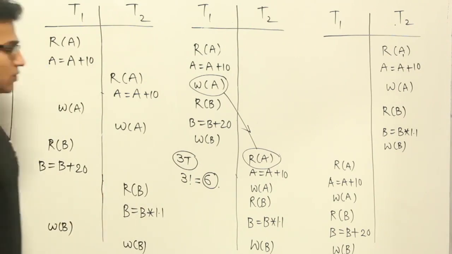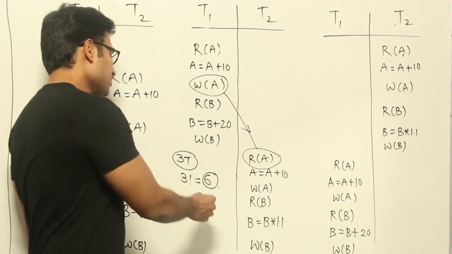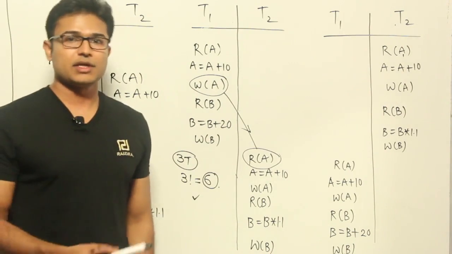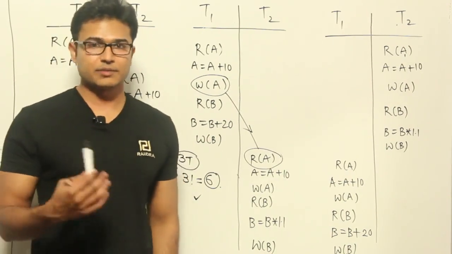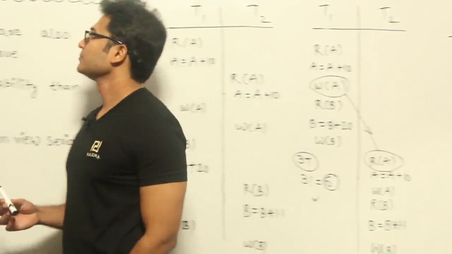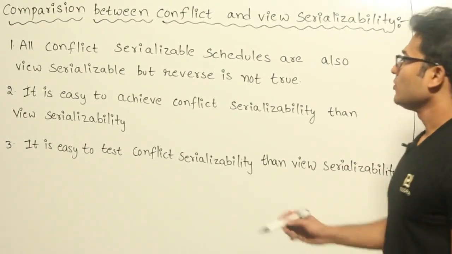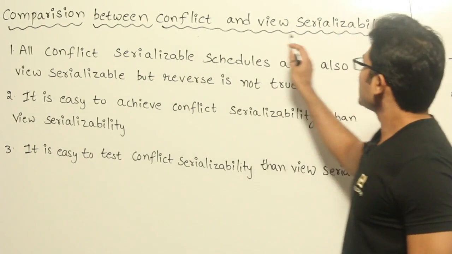Okay, so let's see what is the relationship between conflict serializability and view serializability, and then we shall compare both of them. Okay, we shall see some easy methods. Let's come here. Now, comparison between conflict serializability.